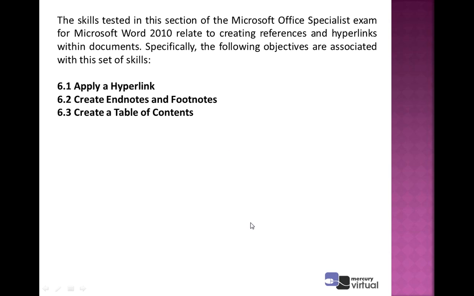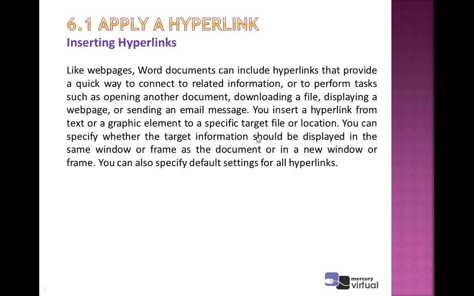So let's start. This chapter includes 3 parts. 6.1 is apply a hyperlink. This topic says how to apply a hyperlink in MS Word. Topic number 2, 6.2, is creating endnotes and footnotes. Then how to create a table of contents, means how to create the contents of a table with the use of MS Word. These are the 3 topics which will be covered in chapter number 6.